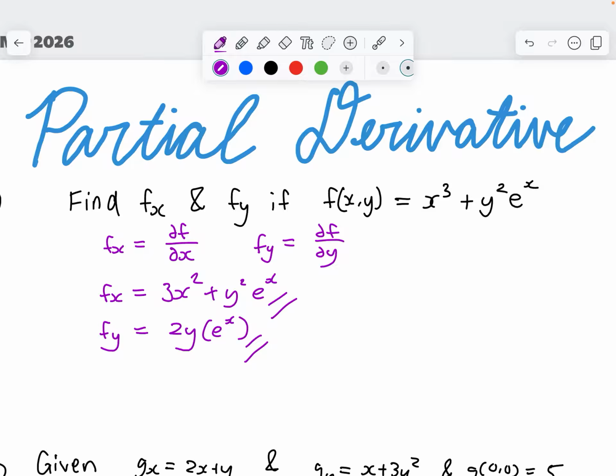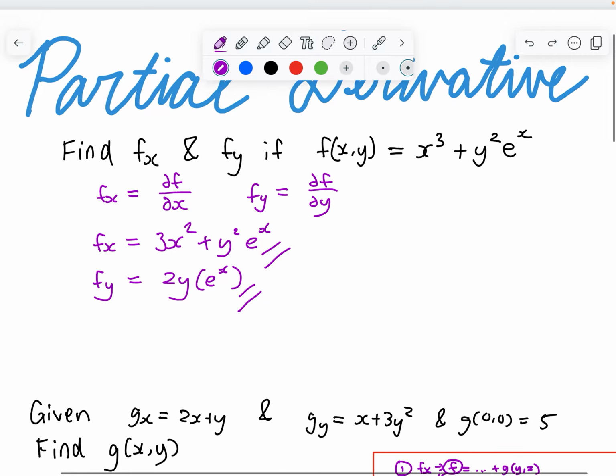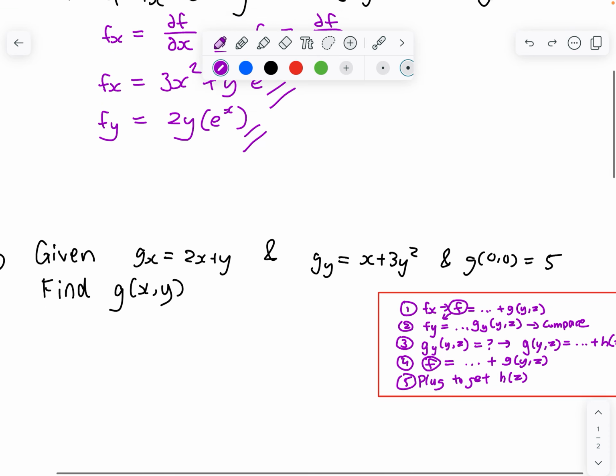Some problems might ask you to also find the value at a specific point a, b. In that case, we just plug in a for x and b for y, but we are not asked to do that in this problem, so we're good. So that is our answer.